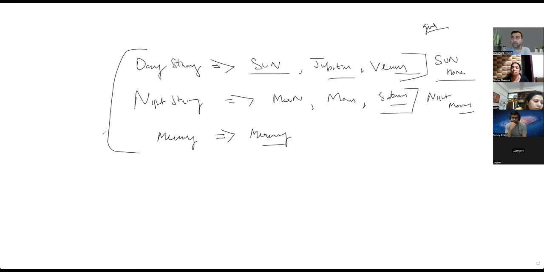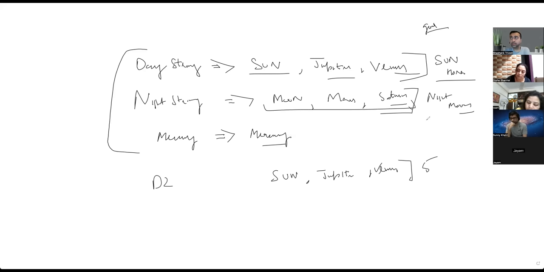So, in your D2 chart, if Sun, Jupiter, and Venus are in the sign of Leo, they are good. And if Moon, Mars and Saturn are in the sign of Cancer, they are good. Simple. Simple.